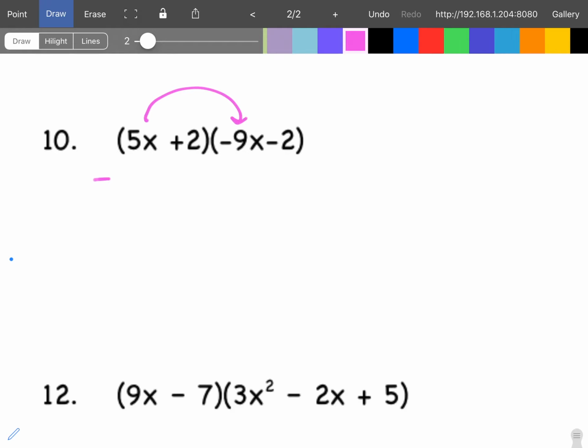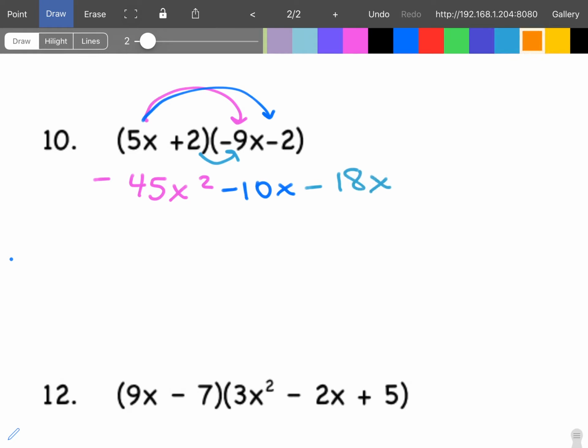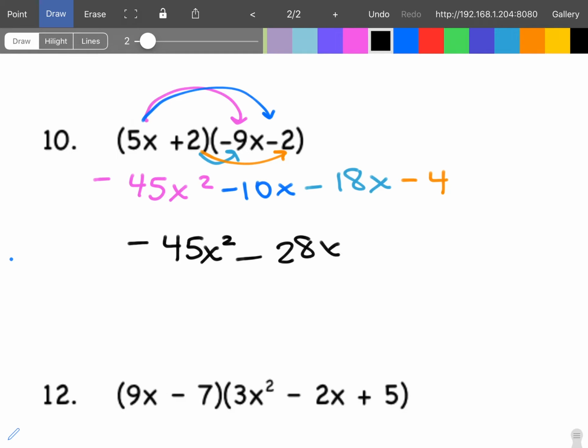5x times negative 9x would be a negative 45x squared. 5x times negative 2 would be a negative 10x. 2 times negative 9x would be a negative 18x, and 2 times negative 2 is a negative 4. So when we combine like terms, we get negative 45x squared minus 28x minus 4.